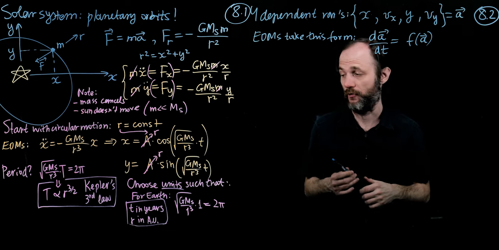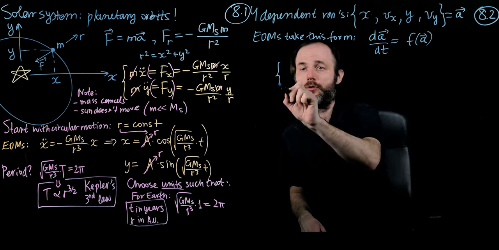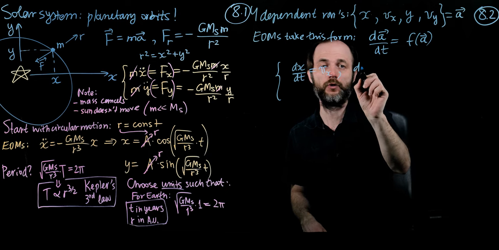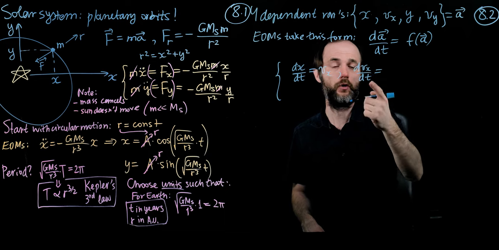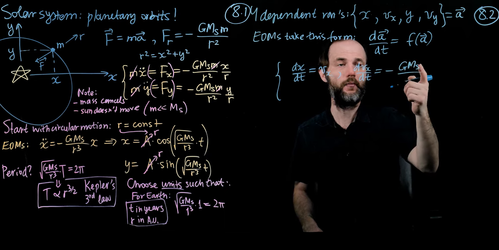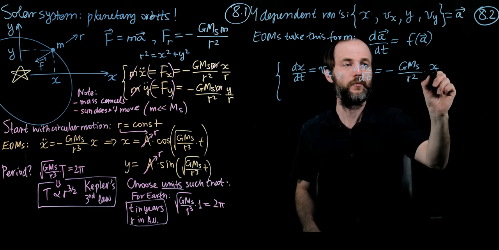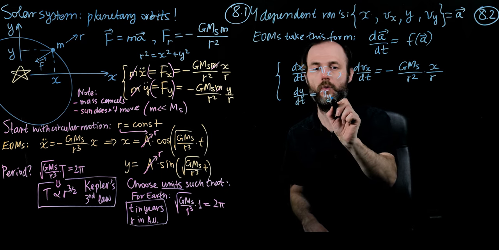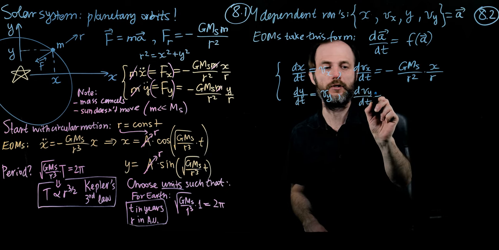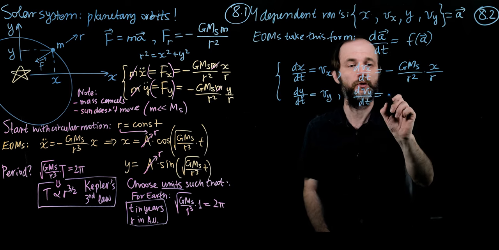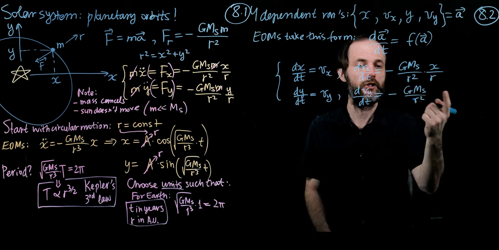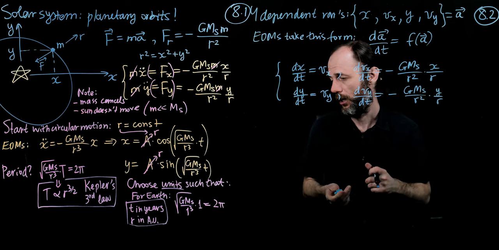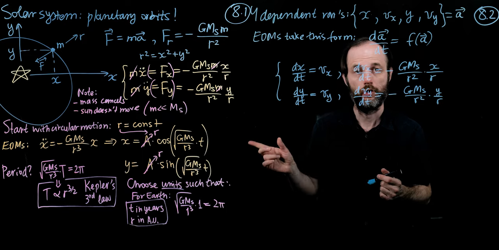So how are we going to solve this equation of motion? Well, very easy. We're going to write down that dx/dt is equal to vx. And then we're going to write down that dvx/dt is going to be equal to minus GMs over r squared times x over r. We can also write down dy/dt is equal to vy, and vy itself, its derivative dvy/dt is equal to minus G times mass of the sun times y over r, just like we wrote them out over there to the right.